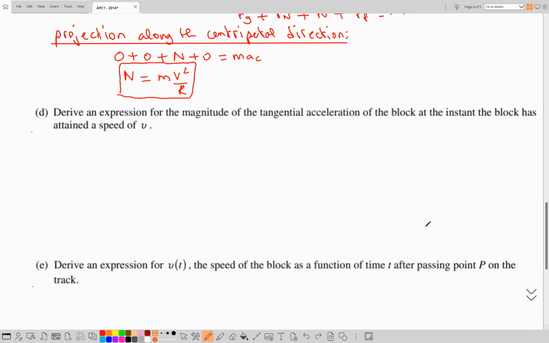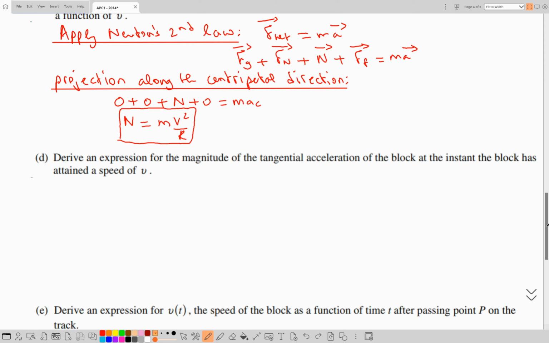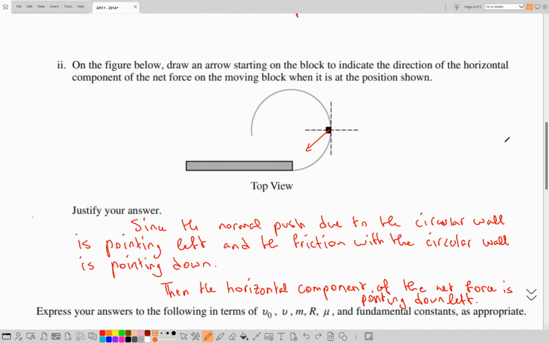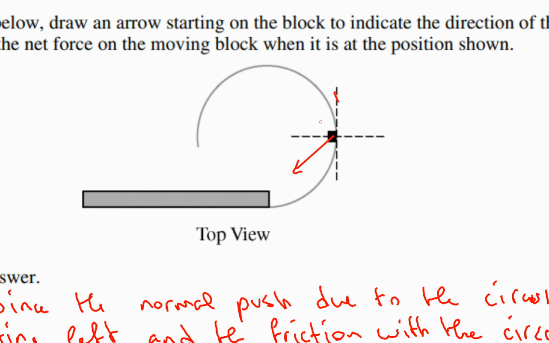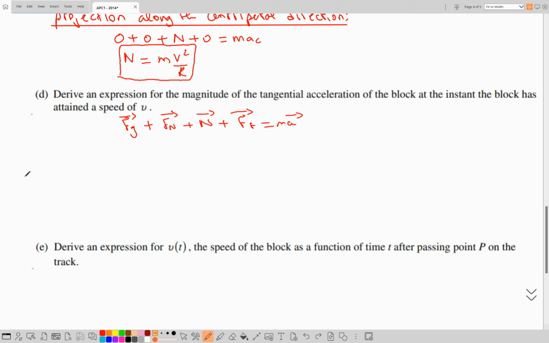Now in part D, they're telling us to derive an expression for the magnitude of the tangential acceleration of the block at the instant the block has attained a speed v. Then again, we need to use the same vectorial equation, which is given by the pull of gravity plus the normal push plus the normal push due to the circular wall plus the friction is equal to ma. But now, instead of projecting along the centripetal direction, we're going to project along the direction of motion, which is basically the tangential direction. Then now let's say projection along the tangential direction.